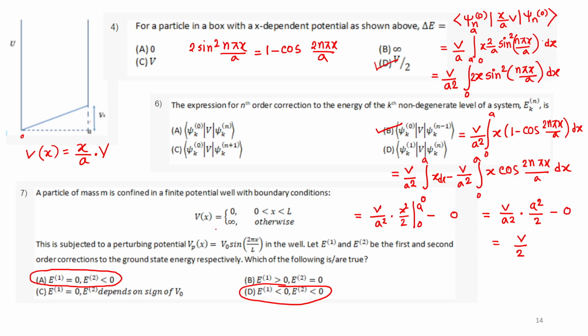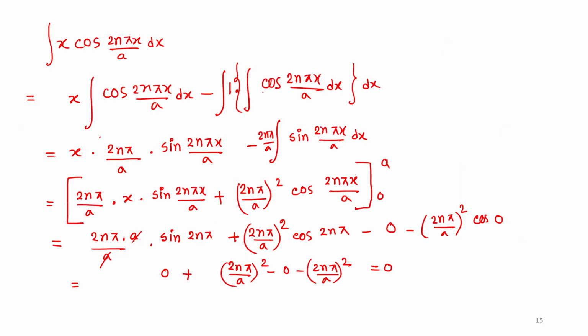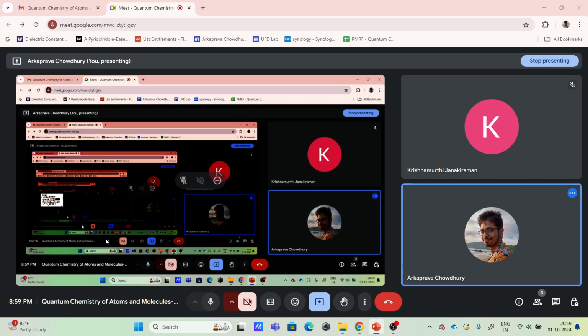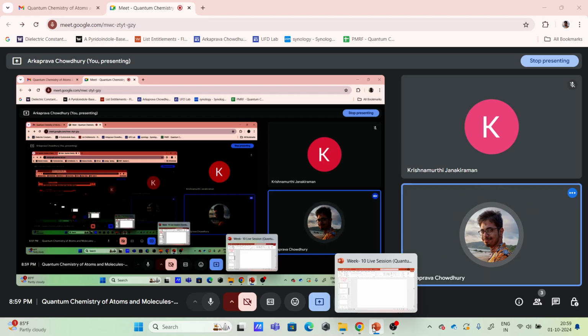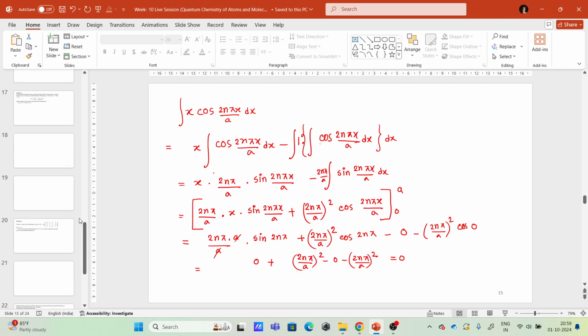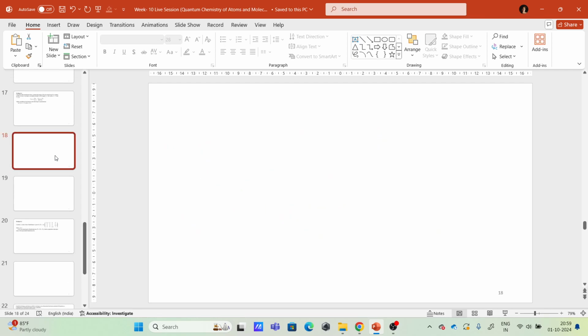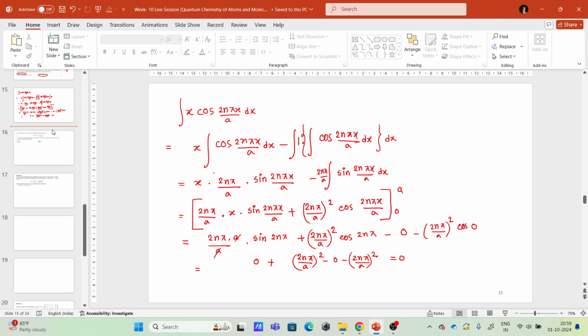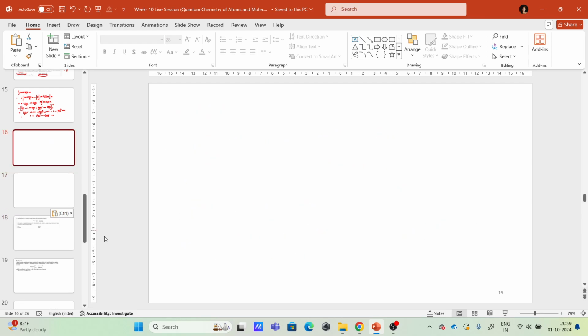In a particle in a box problem, you know the wave function and your expression for the perturbation is also given, so that is V naught sine 2 pi x by L. So maybe I will take a blank page and I will solve it. I may need 2 pages here.